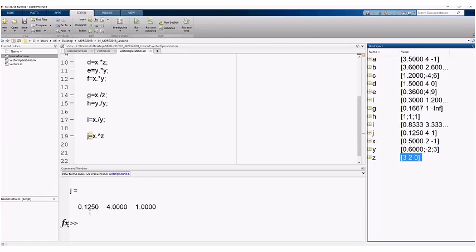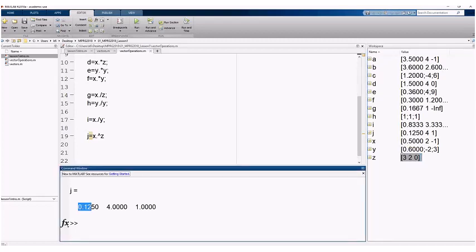So we can see that the first thing here is 0.5 to the power of 3. So the next element, which is 4 here, is obtained as 2, which is the second x element, to the power of 2, which is the second z element. And now 1 is obtained from minus 1 to the power of 0, which is just 1.